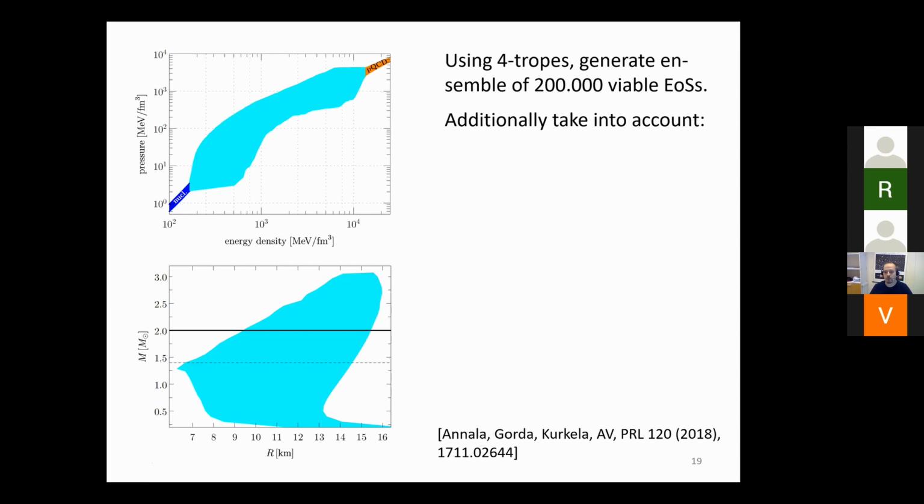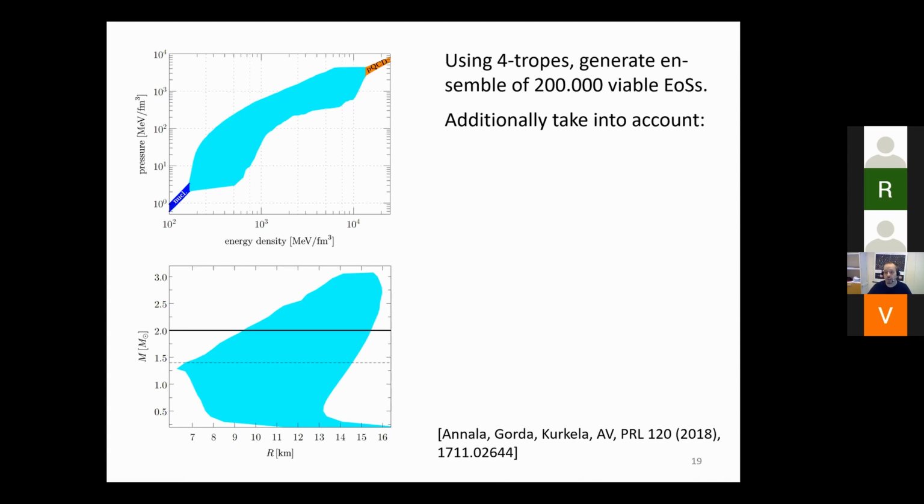So to give you a first flavor of what the results of such interpolation calculations might look like, here this cyan cloud represents the outcome of the generation of about 200,000 viable neutron-star-matter equations of state in the form of 4-part polytropes that we generated for this 2018 PRL. And this cyan region for the EOS translates to a very large mass radius cloud.